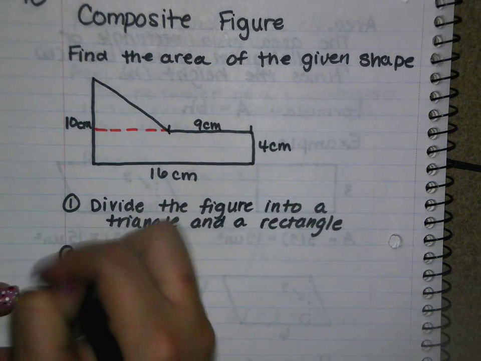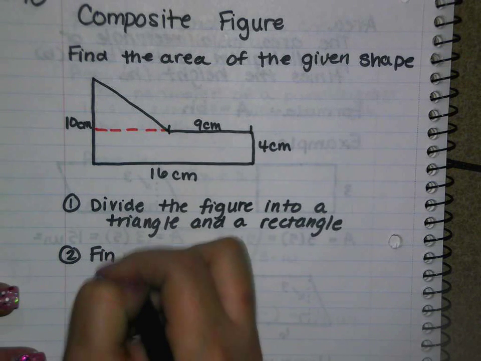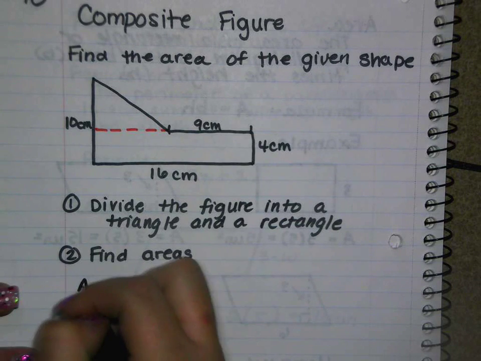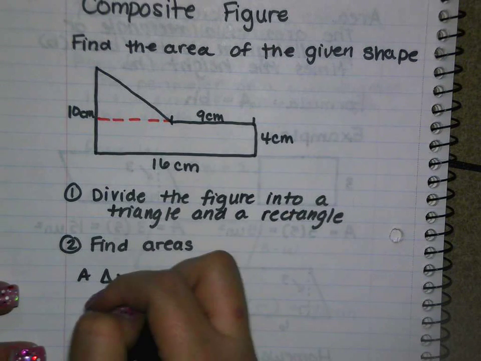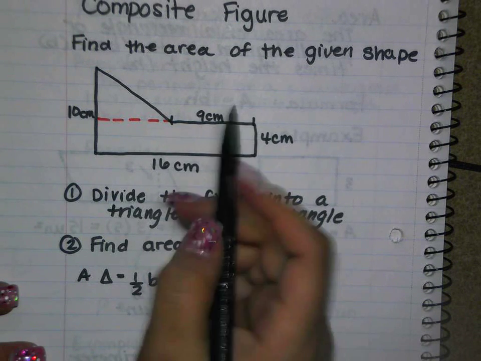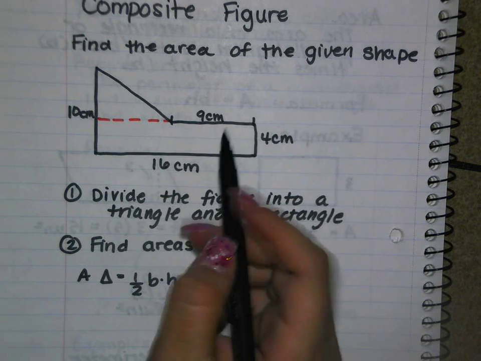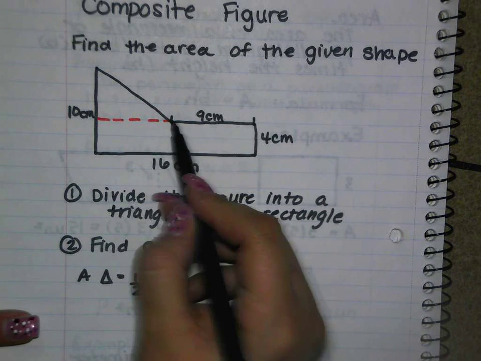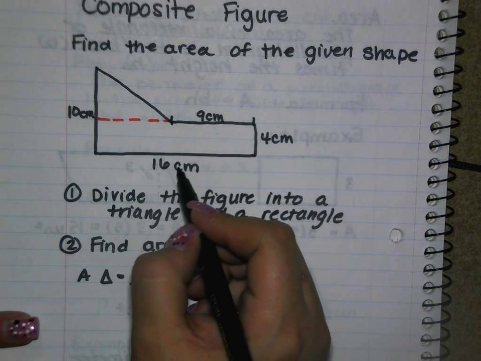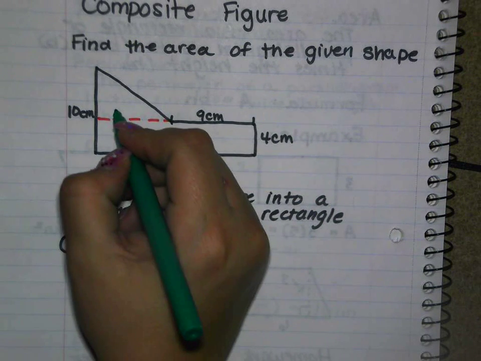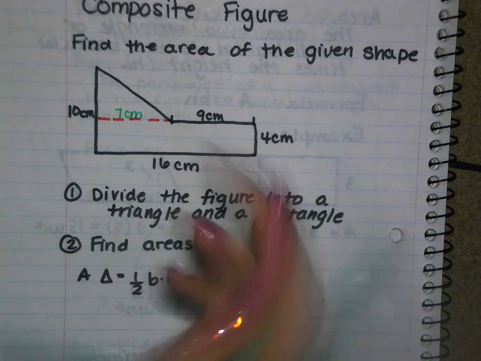Okay, next we're going to find the area of each of these pieces. So for step 2, we're going to find the areas. The area of the triangle is 1/2 the base times the height. Well, the base of the triangle, we have 16 here, and from this point on is 9. So if we take 16 and subtract 9, we're going to get 7 centimeters. So that tells us that the base here is going to be 7 centimeters.